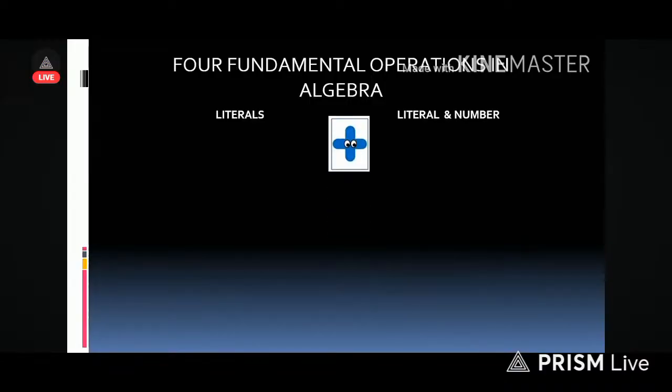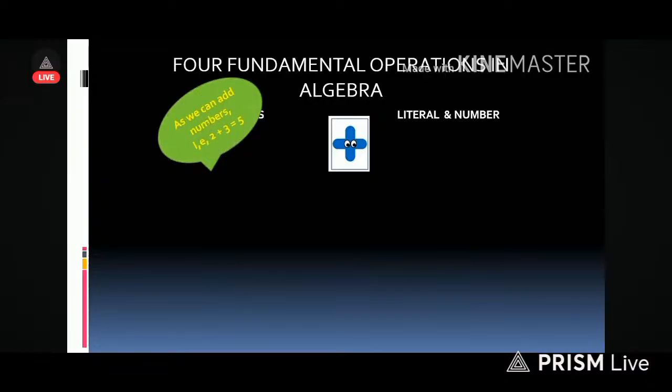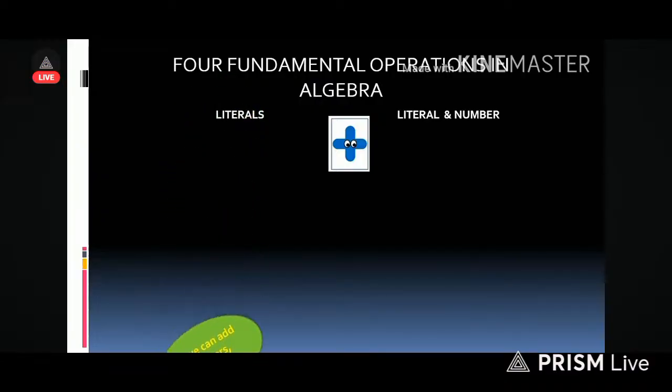If I talk about addition, as we can add numbers, 2 plus 3 equal to 5, can't we? In the same way, we can add literals too. See how. Sum of a and b. Here a and b are literals. A plus b. And sum of z and 10. Z plus 10.